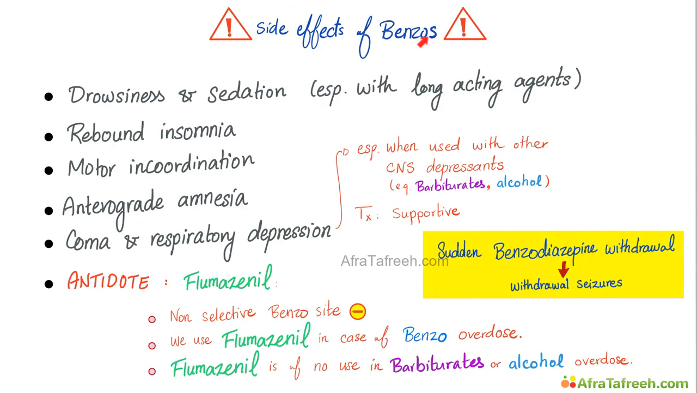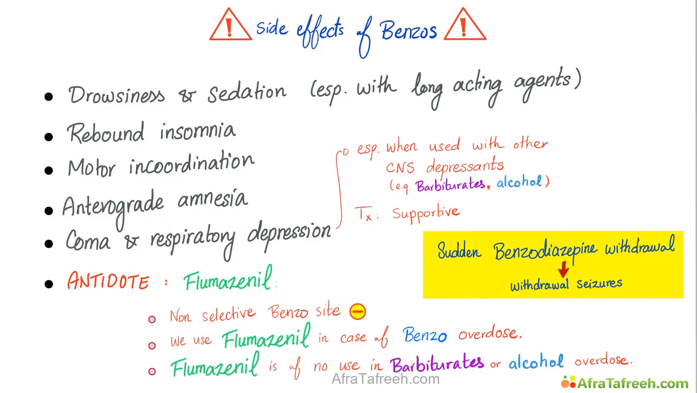Side effects of benzos are extremely important. You calm down a lot. Drowsiness and sedation. Rebound insomnia, because when you give me benzos, I calm down and sleep. No benzos, oh, rebound insomnia. Motor incoordination, I'm too calm, it's unbelievable. Anterograde amnesia. I cannot remember what happens after I took the benzo because it's anterograde. The opposite is retrograde amnesia. Example of retrograde amnesia: I hit my head on the curb or the pavement and then I could not remember anything about my past.